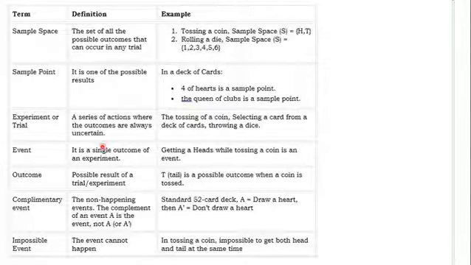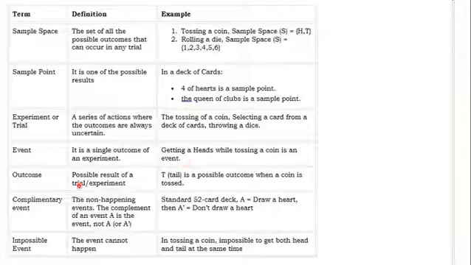And then we also have what we call an event. It is a single outcome of an experiment. So when something happens, it is an event. Most times we have to calculate the probability of an event or of a set of events. So if you get a head while you toss a coin, that is an event.